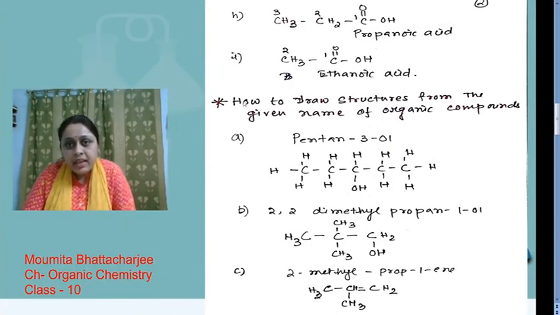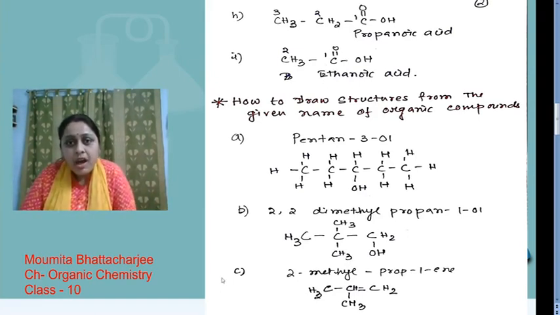Next page. Here I have written CH3CH2C(=O)OH. This C(=O)OH is known as the carboxylic group, and for this carboxylic group we have to add oic acid with the main chain. As the main chain contains 3 carbon atoms, the root word will be prop, and the name will be propanoic acid. Last one, CH3C(=O)OH. Here the number of carbon atoms is 1 and 2, so it will be ethane. With ethane, oic acid is there. The name will be ethanoic acid.